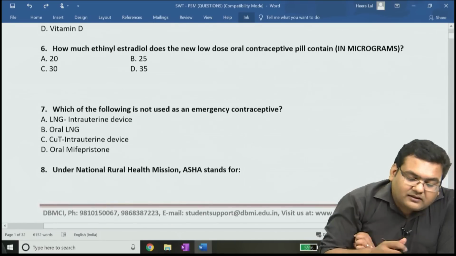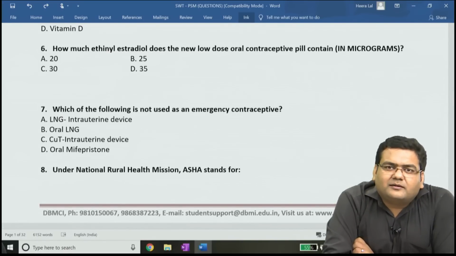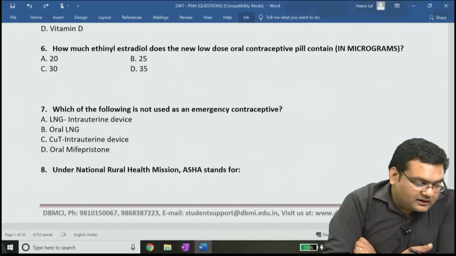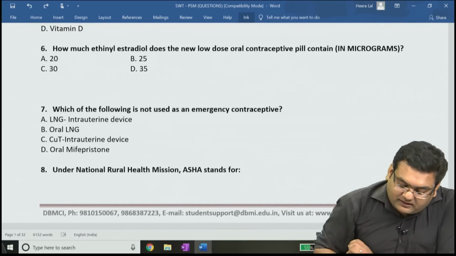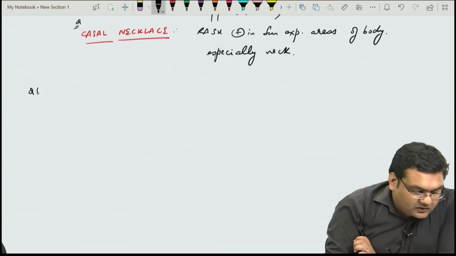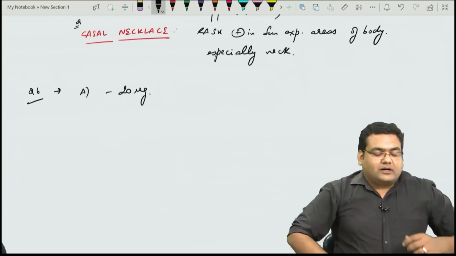Next question, that is question number 6. How much ethinyl estradiol does the new low dose oral contraceptive pill contain in micrograms? The correct answer to this is option A, that is 20. Question number 6, the correct answer is option A, that is 20 micrograms.